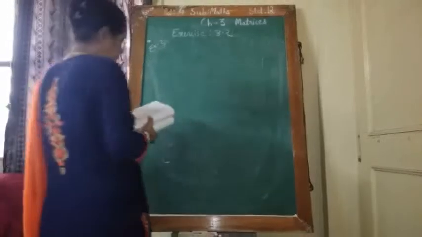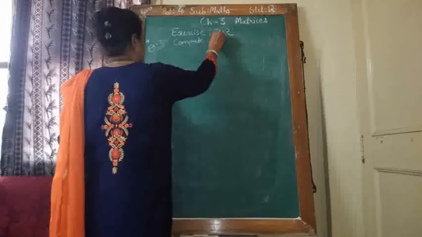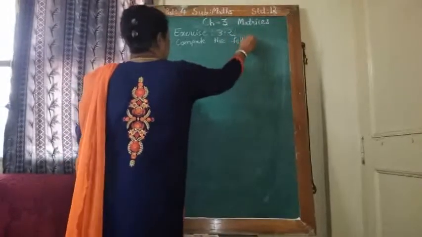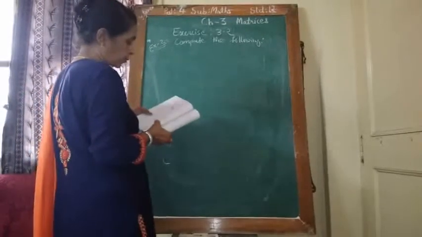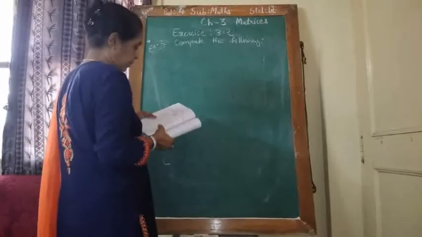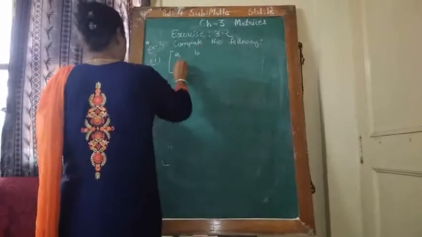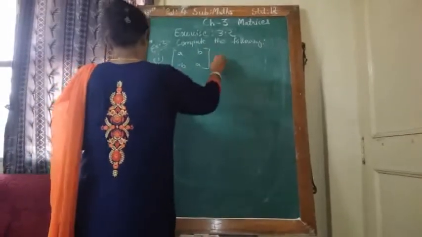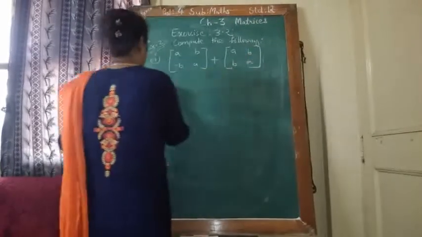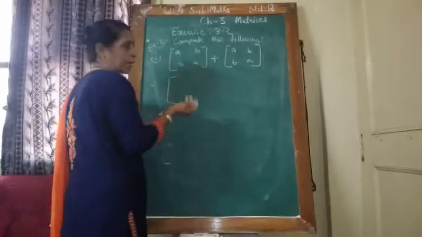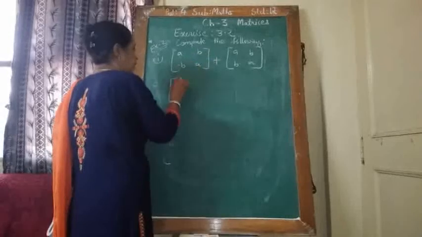In example 2 they have said compute the following. It means two matrices are given and you have to perform addition of two matrices. Okay. So number 1: AB minus BA plus AB plus BA, that is equal to. In addition operation both matrices have the same order. So you add these two, A plus A.